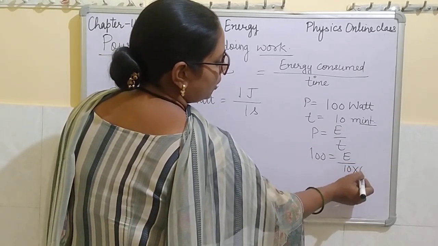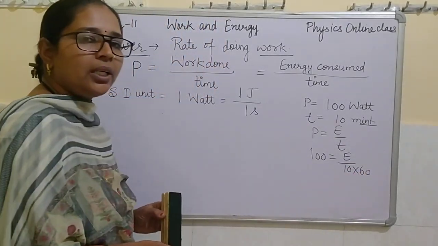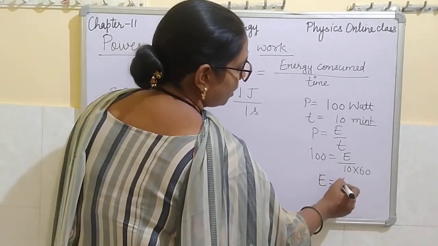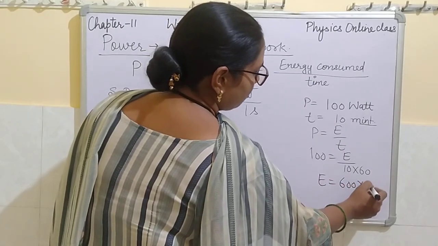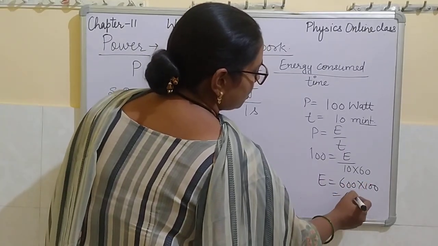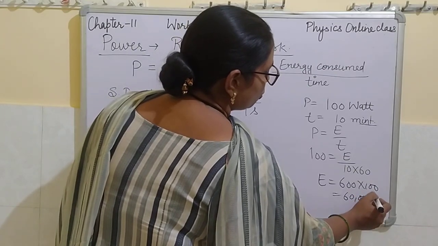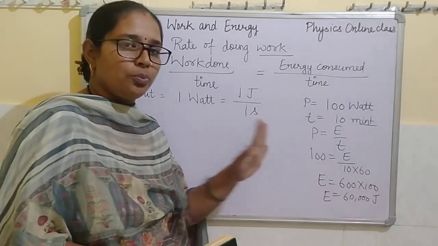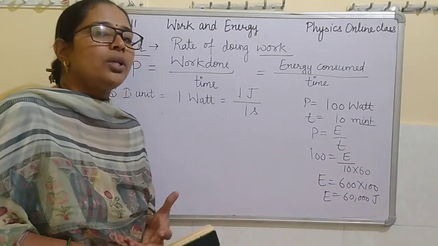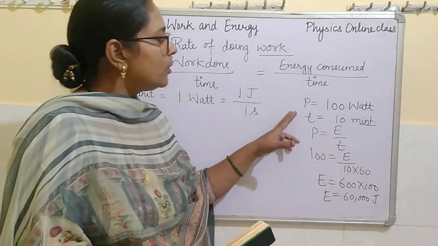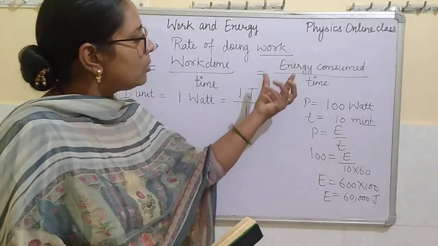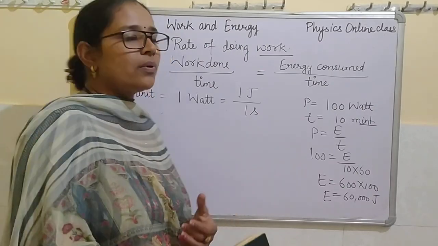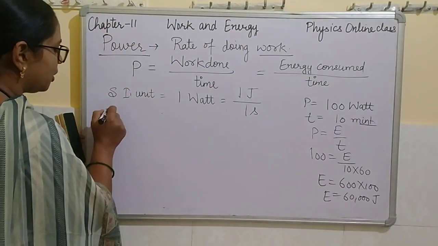So we will convert it into seconds because second is the SI unit for time. So our answer will be 600 multiplied by 100, it is 60,000 joule. This much is the energy consumed. But here one more interesting concept is there. Whenever there is a term about electrical energy consumed, we will use a special word that is unit.